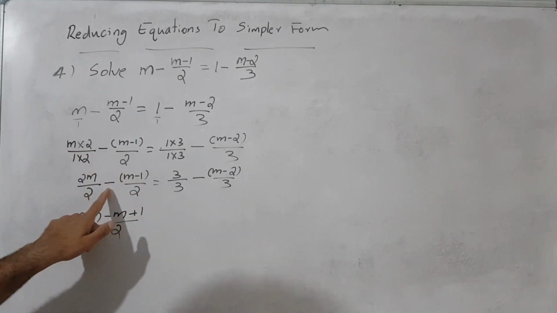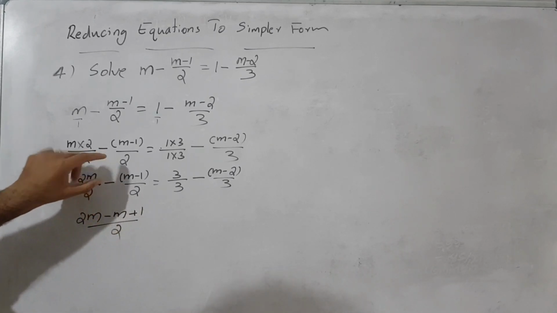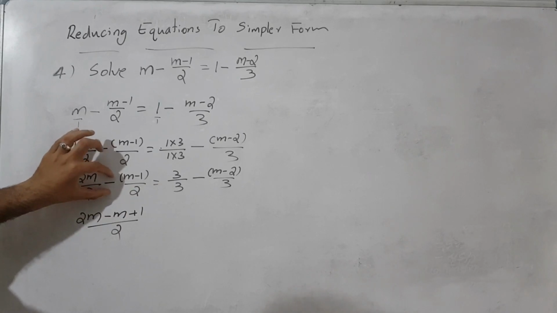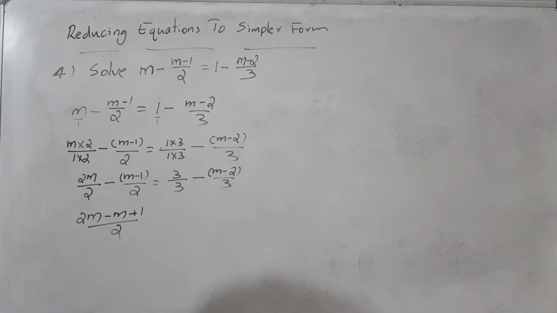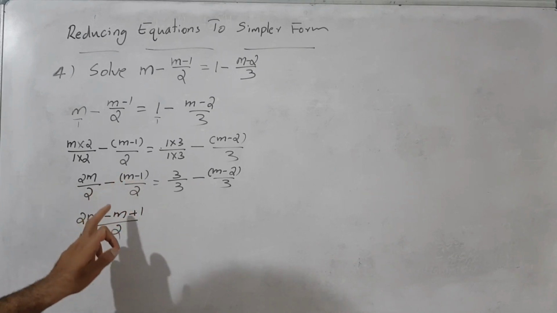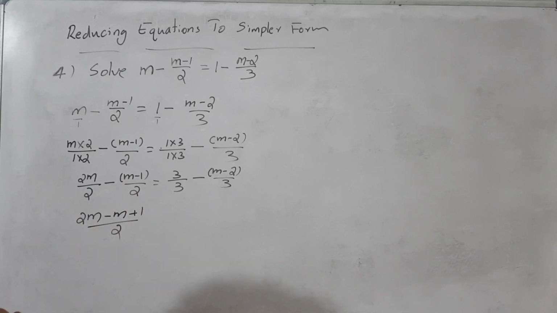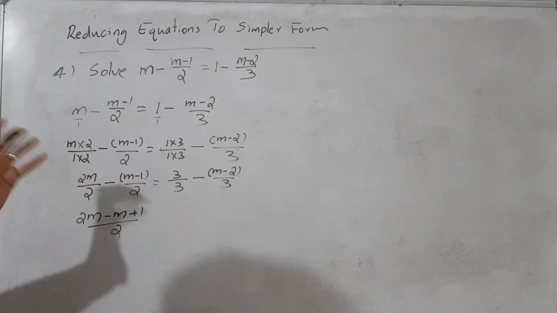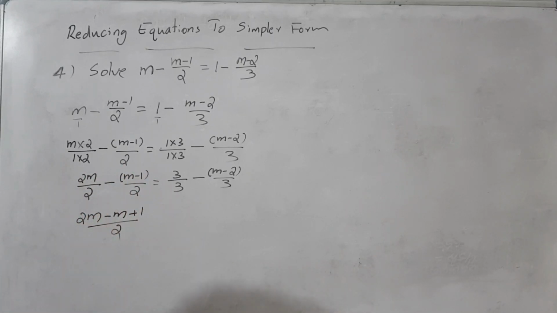Okay, if it is plus there is no problem, but here it is not plus. If the sign outside is minus, what should we always do? We should multiply the minus outside with the terms inside the bracket. Minus into m is minus m, minus into minus 1 is plus 1. Okay, if it is plus, there is no problem, you do it directly. Otherwise you must expand the bracket like this.